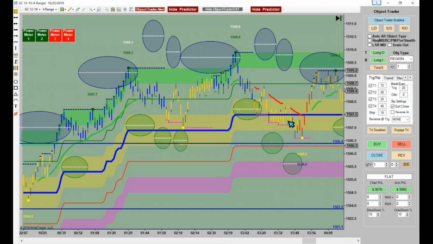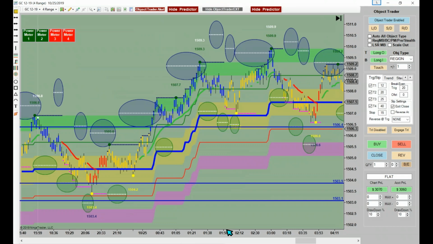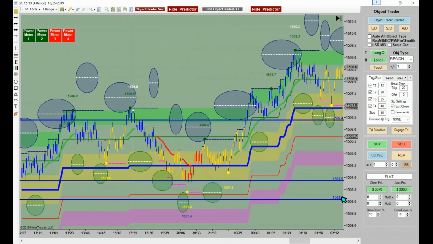Mid-band trades are really, really good, but you've got to also realize that there's occasionally times that they won't work out. And if they don't, you've got to get out of them. Okay.